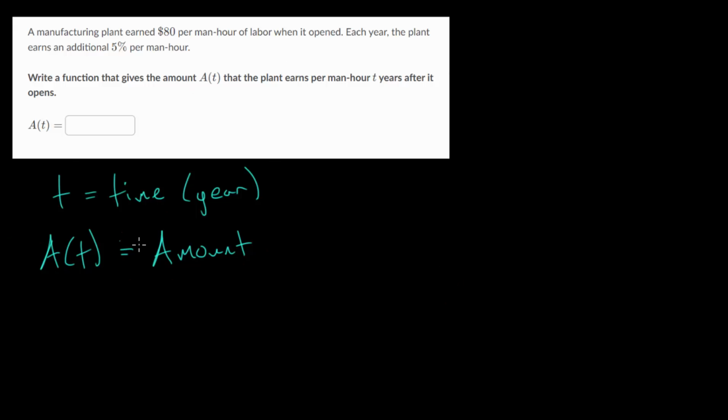Now, once you understand the variables, we can go back and try to figure out key information. So the plant earned $80 per man hour of labor when it opened. And each year, the plant earns an additional 5% per man hour. So this is our starting amount, that's $80 per man hour of labor. And this 5%, this is our growth rate. This is how much it's increasing every year.